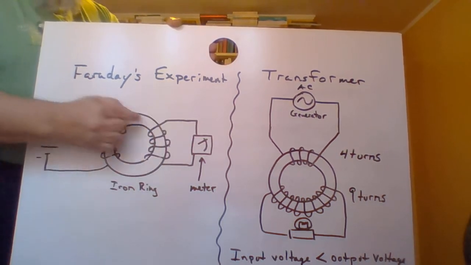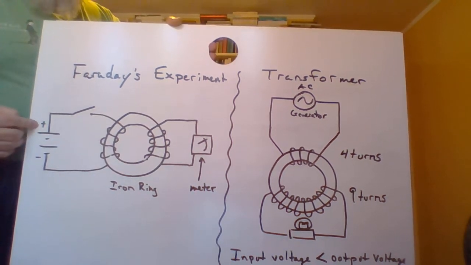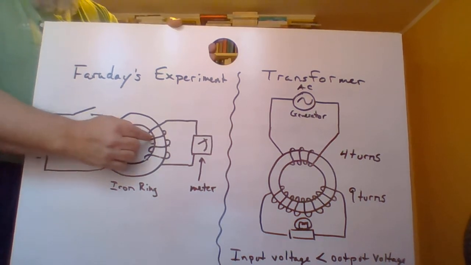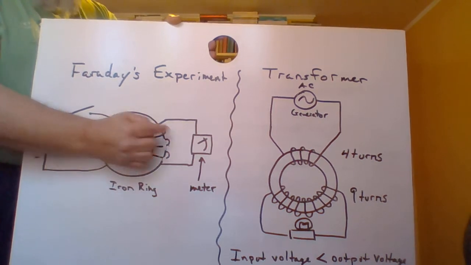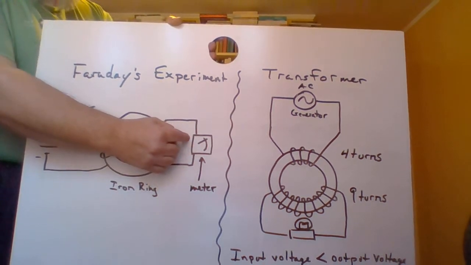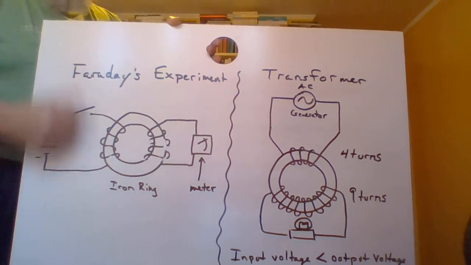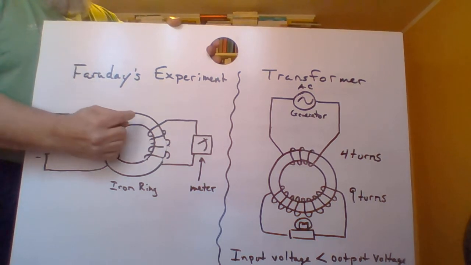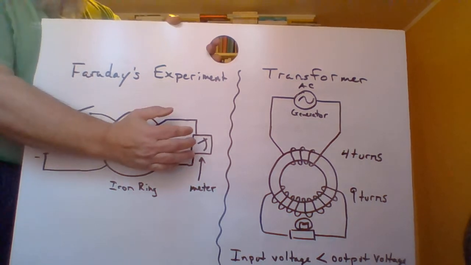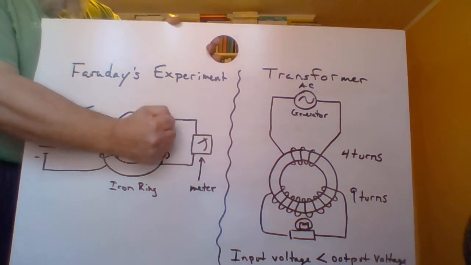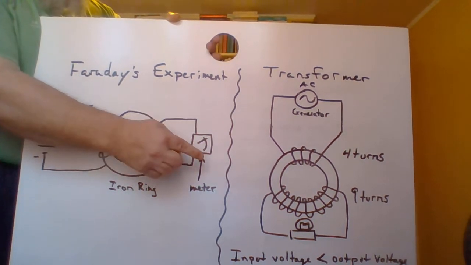Once the magnetic field becomes steady, because the current in here is steady because this is a DC device, okay, then the magnetic field over here isn't changing. And since the magnetic field over here isn't changing, it's not inducing an EMF anymore. No changing magnetic field, no induced EMF. Switch this off, and now the magnetic field in the iron ring goes from some number to 0. Well, that change in magnetic field induces another EMF across this coil, and that causes a momentary flick over here.